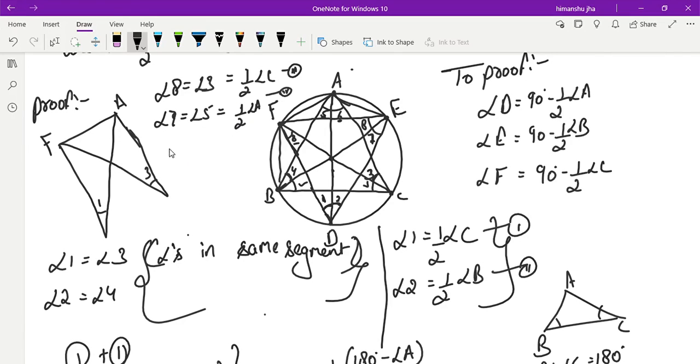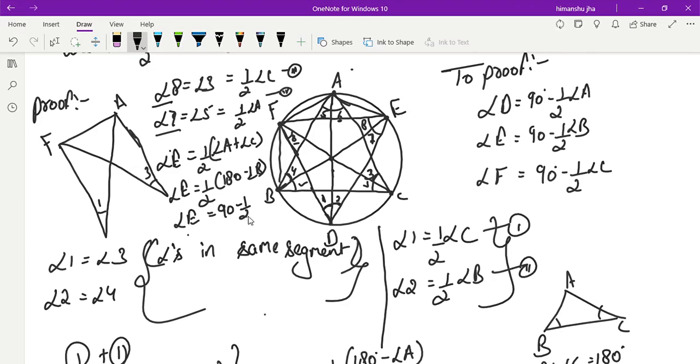Add equation number third and fourth. Angle 8 plus angle 7 is angle E, and half of angle A plus C, half common. A plus C is 180 minus B. Half of 180 minus angle B. So angle E is equal to 90 minus half of angle B. Correct?